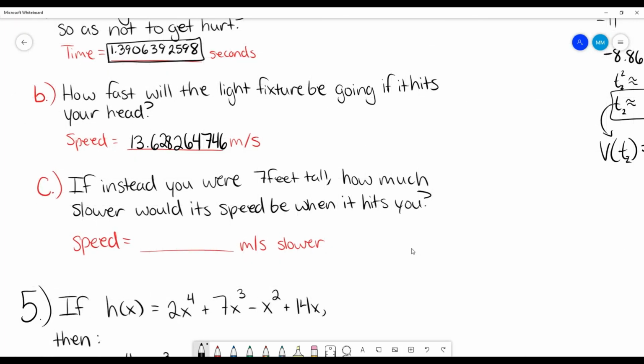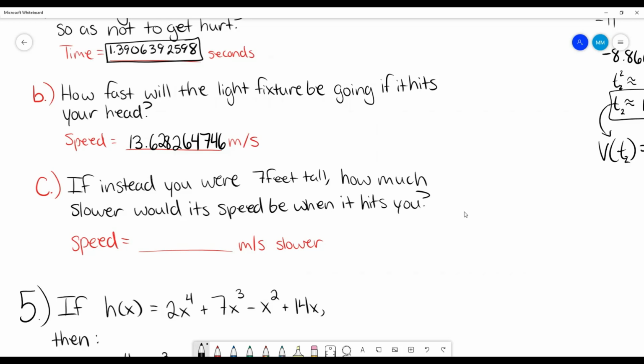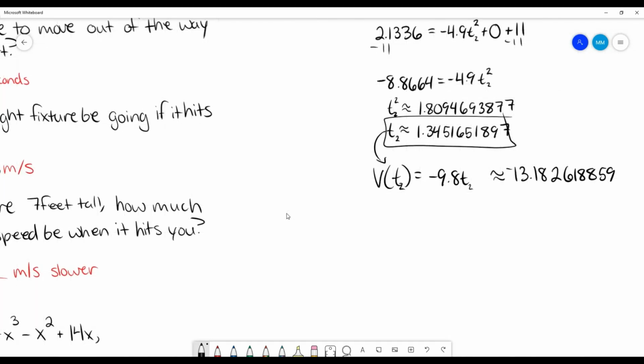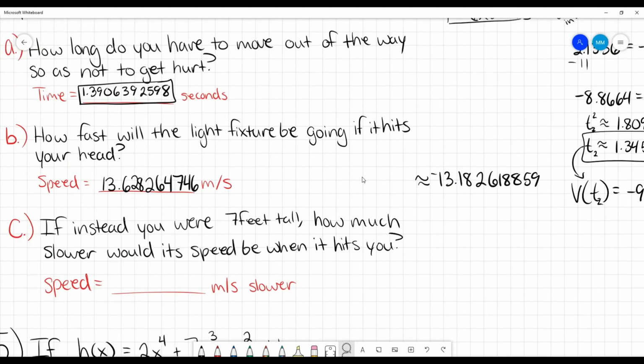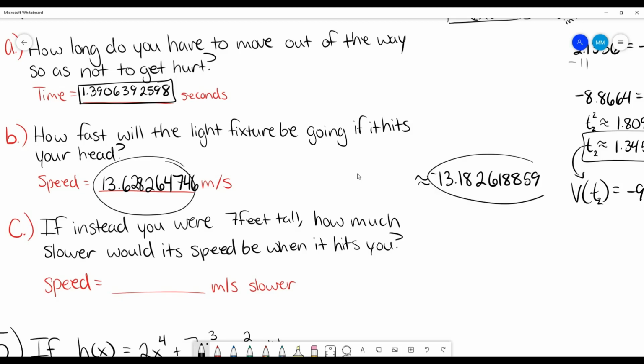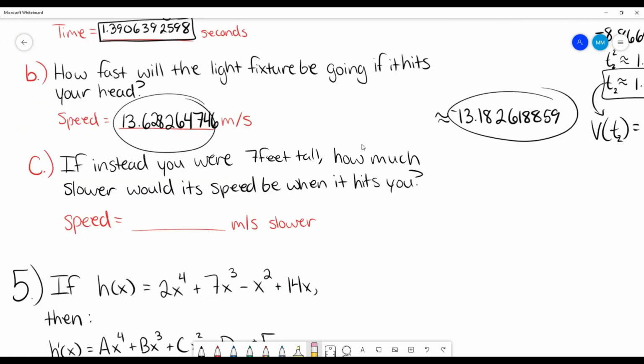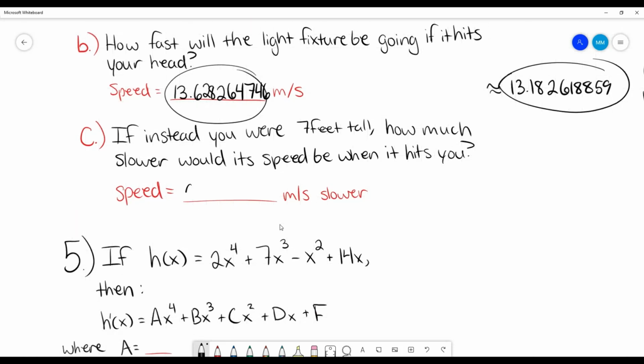But it's not asking for that new speed. It's asking how much slower would its speed be when it hits you. So we need to find the difference between these. Let me move it over so I can still see it. I'm just going to take this right here, and subtract this, and that should be our answer. First bit minus that second bit, and remember that this is speed, not velocity, so that's not actually negative anymore because it's the absolute value. It's going to be this much slower. So almost half a meter per second slower, which is kind of significant, even though it seems tiny. And that's our final answer there.